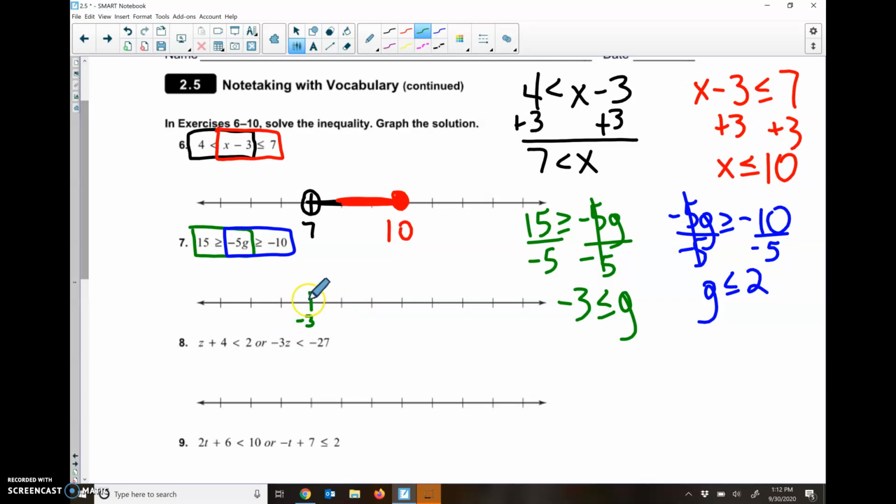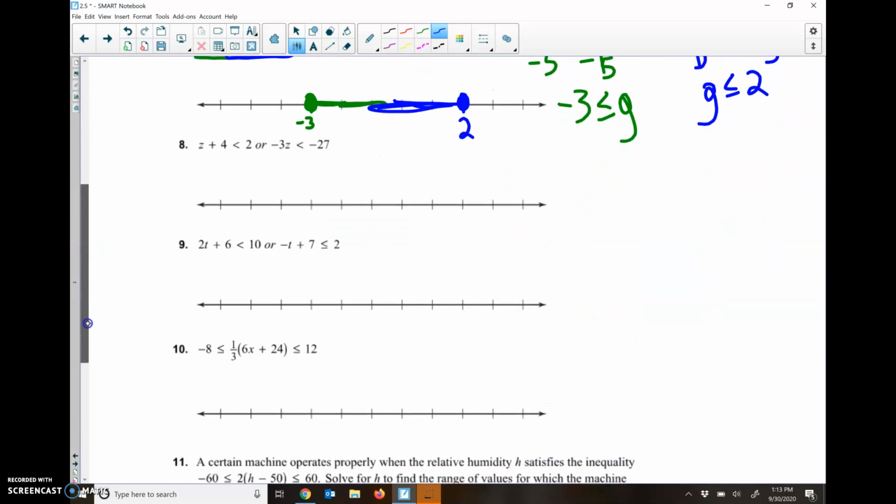And same thing, since I have an AND problem here, I know they should be going towards each other. So g has to be greater than negative 3, so a number like negative 2, negative 1, 0. And here, negative 2, negative 1, 0, 1, 2. I'm going to put my 2 here with a filled in circle, and g has to be less than 2, so like 1, 0, negative 1. So then the only thing they have in common is the middle. Okay, so those are the AND problems.